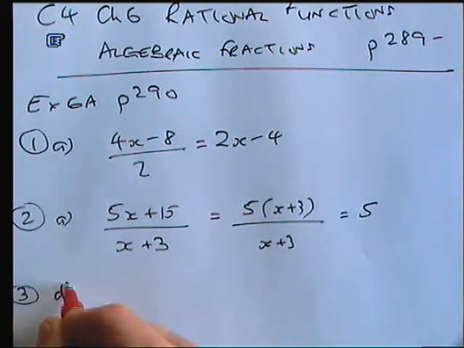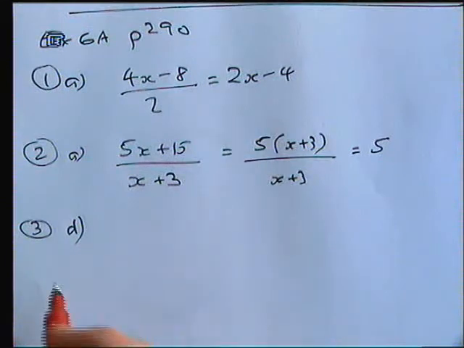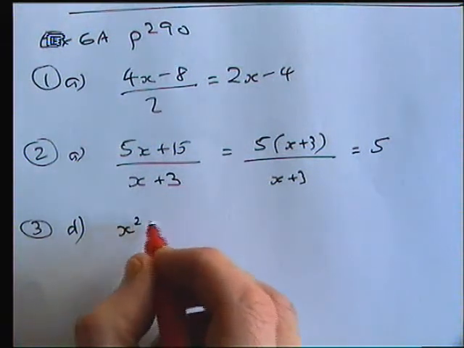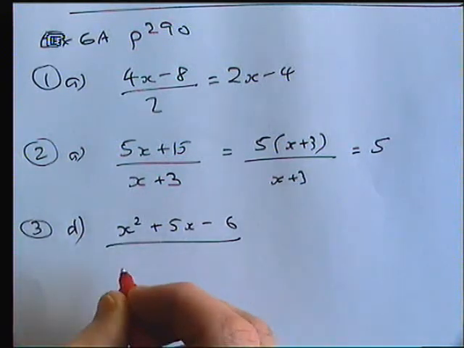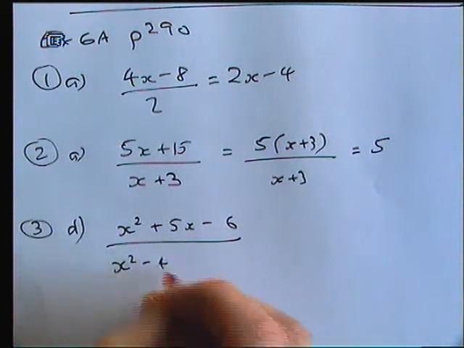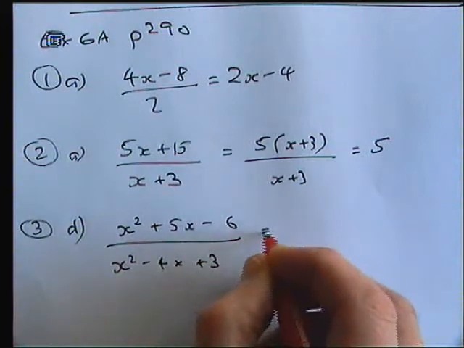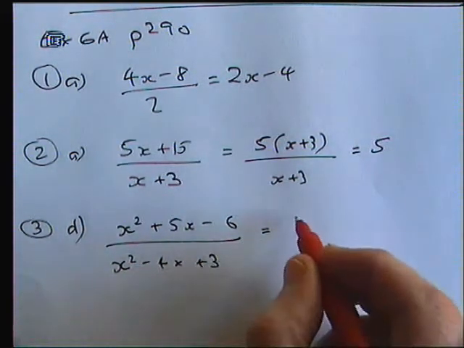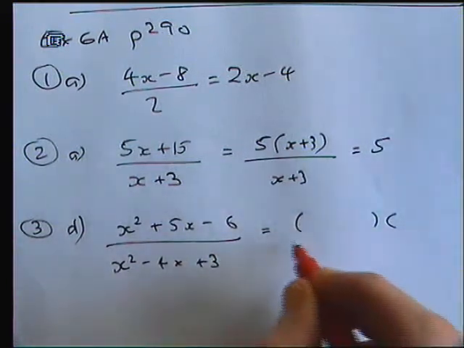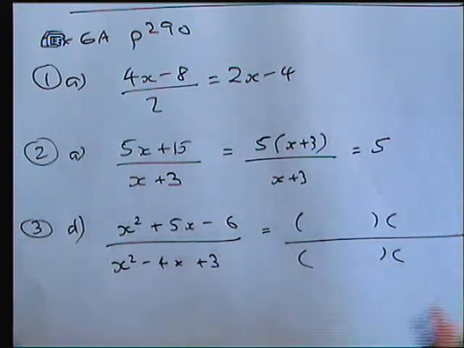Callum, question 3, which part do you want me doing? D. Okay. Question 3, part D. X squared plus 5x minus 6 over x squared minus 4x plus 3. Callum, any ideas where to start? Factorise, okay, they're both quadratics. Let's see if we can factorise the top and factorise the bottom.